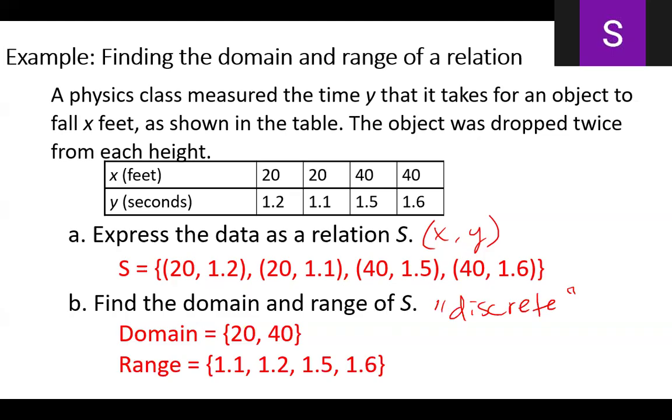And then our range would be our y values. Notice that when you're listing out the domain and range, they have to be in some type of sequential order, whether it's least to greatest or greatest to least, it doesn't matter, but they need to be in sequential order. Make sense? Okay. Also notice that we repeat the 20 and the 40. You only need to write each value one time, even if it repeats in your data set.